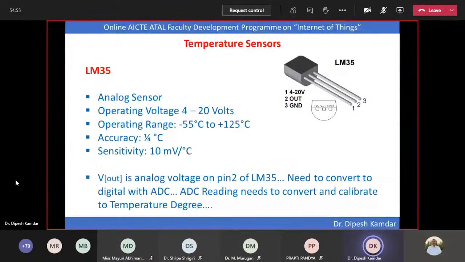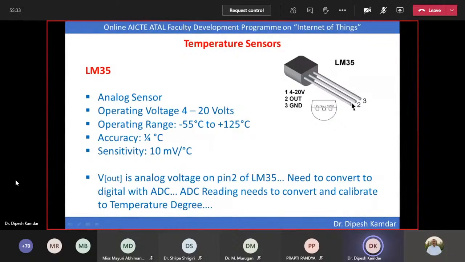Now, let's start with the temperature sensors. There are plenty of different temperature sensors, but normally in nearby environment sensing, we use the LM35. It's a kind of analog sensor. Its operating voltage range is 4 to 20 volts. It can work in the linear region between minus 55 degrees centigrade to plus 125 degrees centigrade. Its accuracy is 1 by 4 degree. Its sensitivity is 10 millivolt per degree centigrade. It has just three terminals.